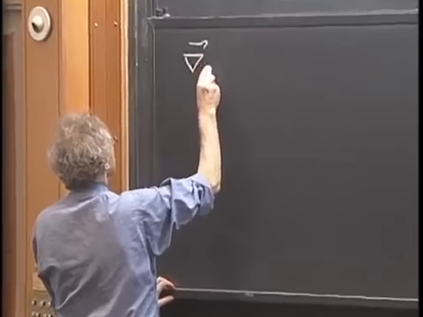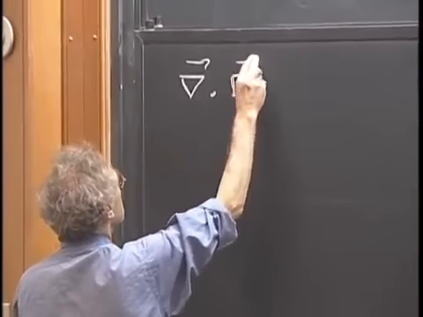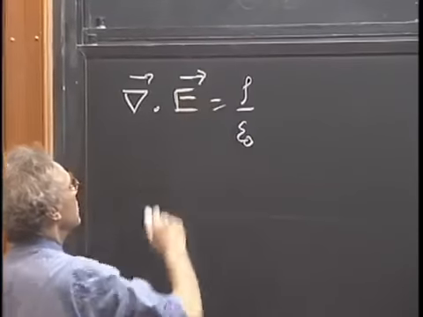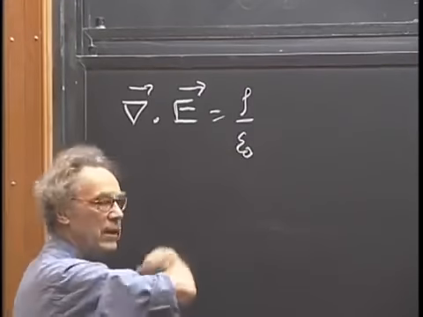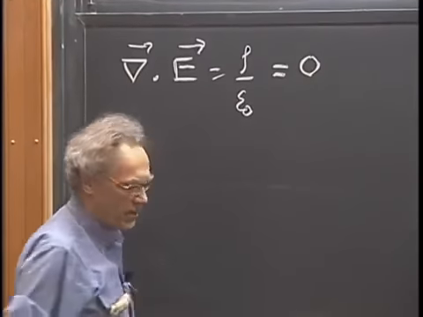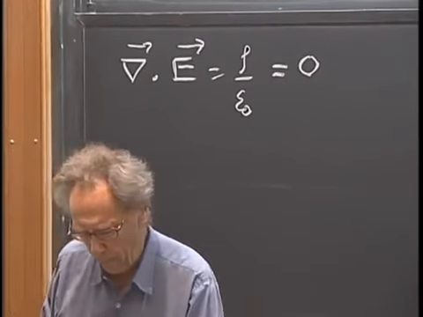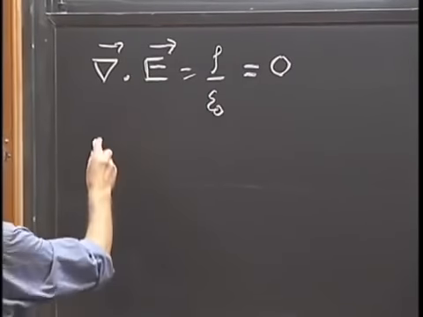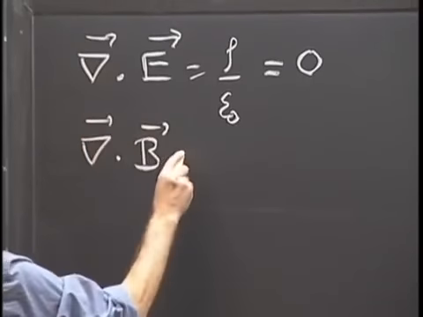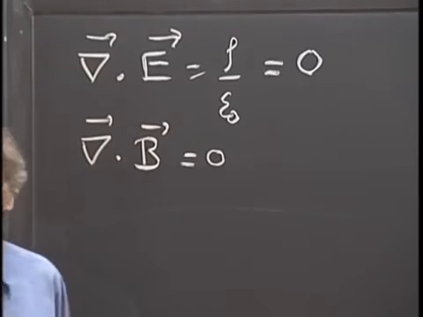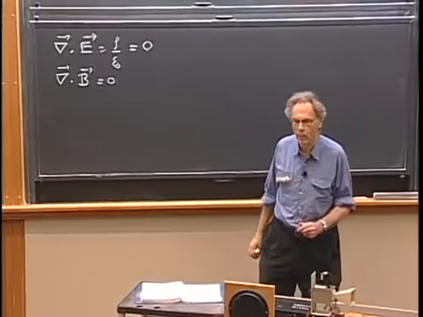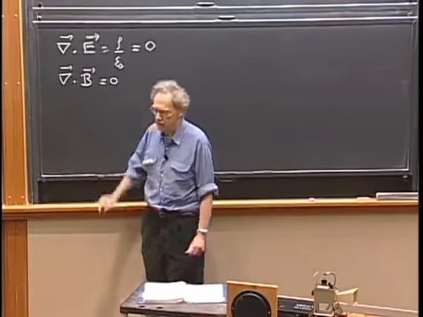The divergence of E equals rho divided by epsilon 0, Gauss law. In vacuum there is no charge density, so this is 0. Then we have the divergence of B. That is 0. If one of you discovers ever a magnetic monopole, you would not only get the Nobel Prize, but then the divergence of B would not be 0.